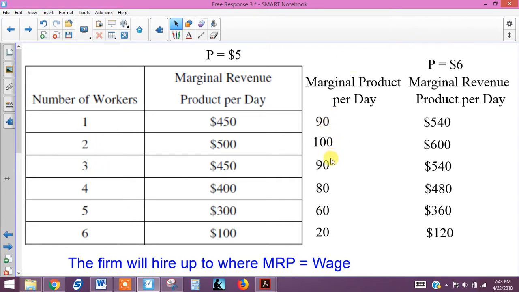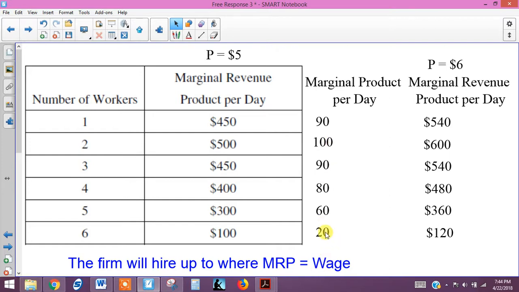90, 280, 360, 420, right? And then this would be 440, I think. I did that right. So you see that the total output is increasing at a decreasing rate, and that is because as we add more workers, typically they're sharing tools, they're sharing space, they're getting in each other's way, so that fourth worker didn't bring as much as the third worker did, and the third worker didn't add as much to the production as the second worker.